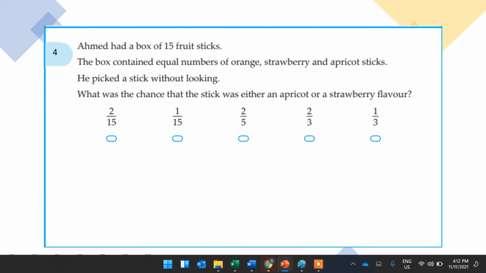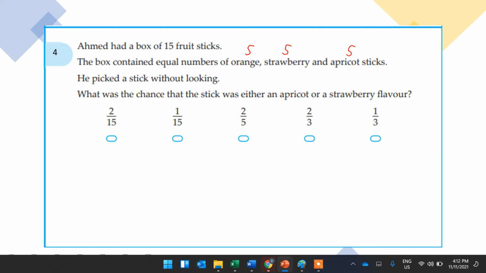Next one, 15 fruit sticks, equal numbers of orange, strawberry, and apricot. So just from there, 15, and there's 3 different flavors, equal amounts. That means that there's 5 of each, because 15 divided by 3 equals 5. He picked a stick without looking. What's the chance that it's either an apricot or strawberry?